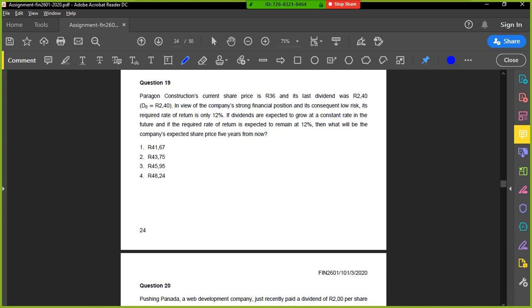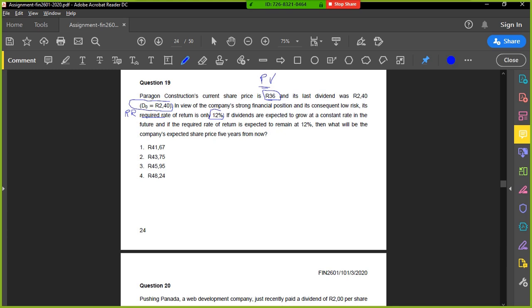Okay, let's read the question. So you've picked up something. Let's go through it and highlight the key points. Paragon Construction's current share price is 36. That is a PV potentially. The last dividend, D0, is given in the question. In view of the company's strong financial position and its consequent low risk, its required rate of return is only 12%. That's the required rate, that's the CAPM.